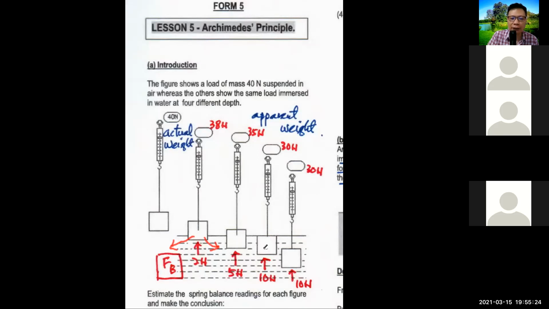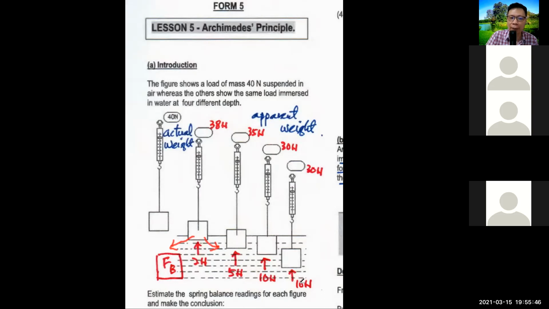When fully submerged, this load will displace a weight of water of 10 Newton. 10 Newton of water being displaced, that's why you have 10 Newtons of buoyant force. And then when you put it down deeper, you notice that this buoyant force remains the same.